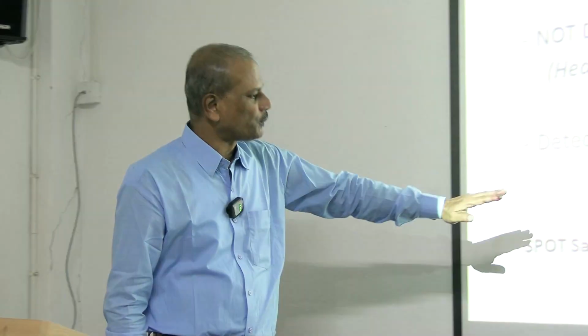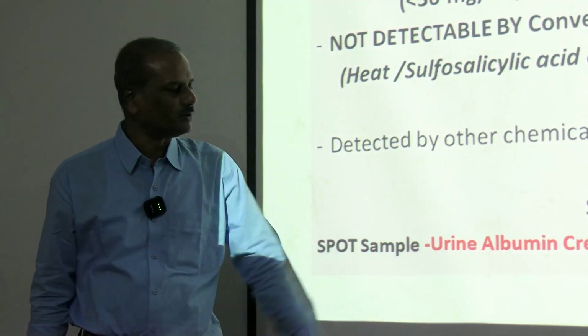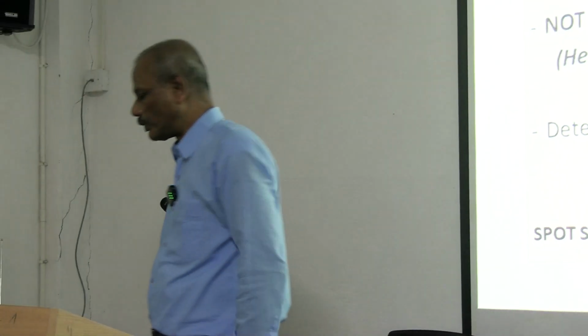Spot test. As I told you, you can collect a spot urine, and write down, spot tests are commonly done for urine ACR, urine albumin creatinine ratio. Spot test is commonly done. It can be done for routine examination, definitely can be done. But the preferred method is basically a timed sample.